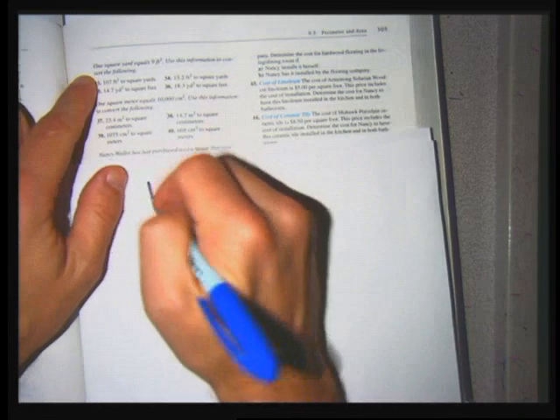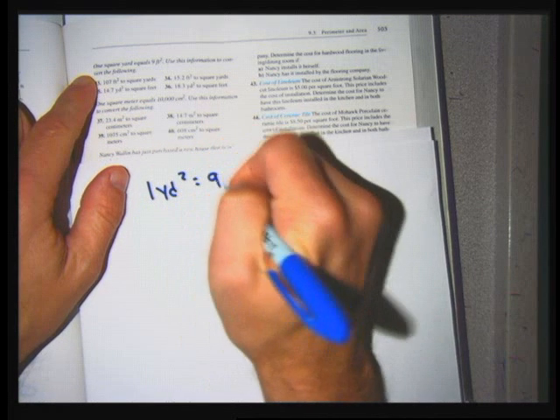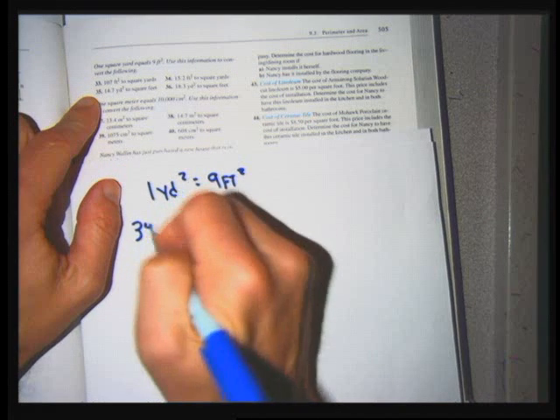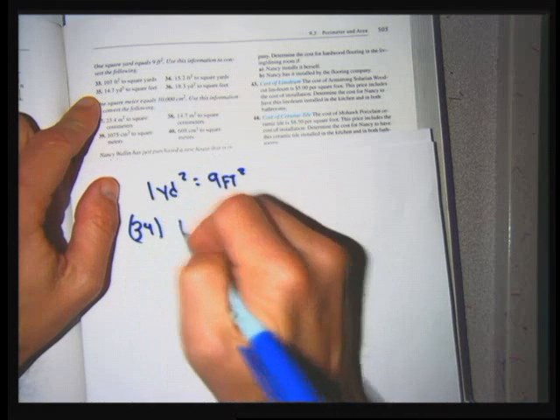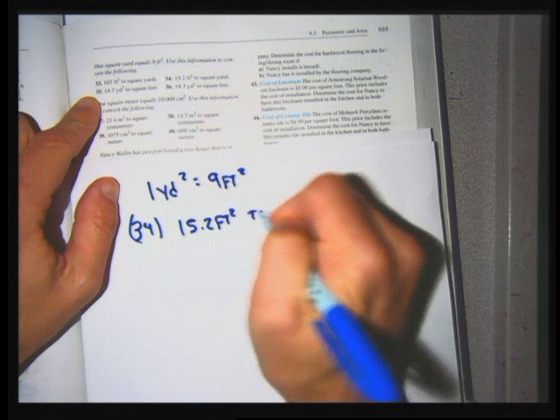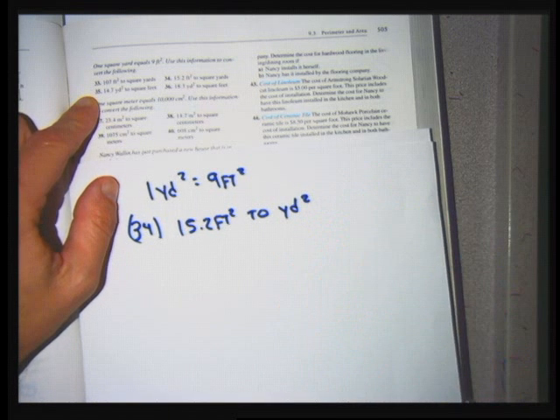If I look at the problems in the book, the problems on the top of page 505 tell me that 1 square yard, so 1 yard squared, equals 9 feet squared. And problem 34 asks me to convert from 15.2 feet squared to, I'll abbreviate, yards squared. Not hard to do this at all.